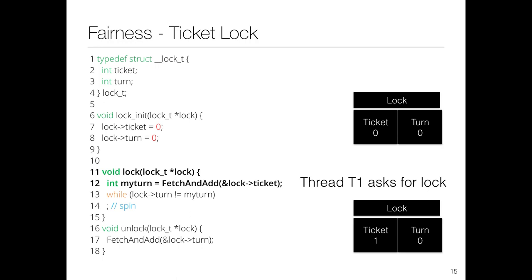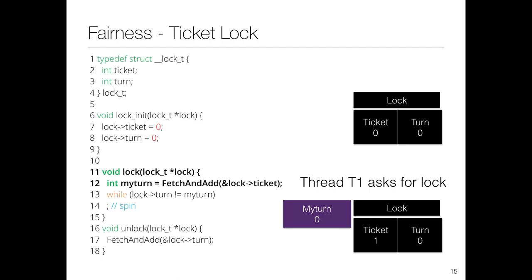Ticket is 1, turn is 0 at this point in time. We'll check the while condition: while turn is not equal to my turn. My turn at this point in time was 0. For thread T1, my turn is equal to turn. So this thread will get the access to the lock, which means that the first thread which tries to access the lock will always get the lock. But that's also an important condition, which will almost always hold true in a good implementation.